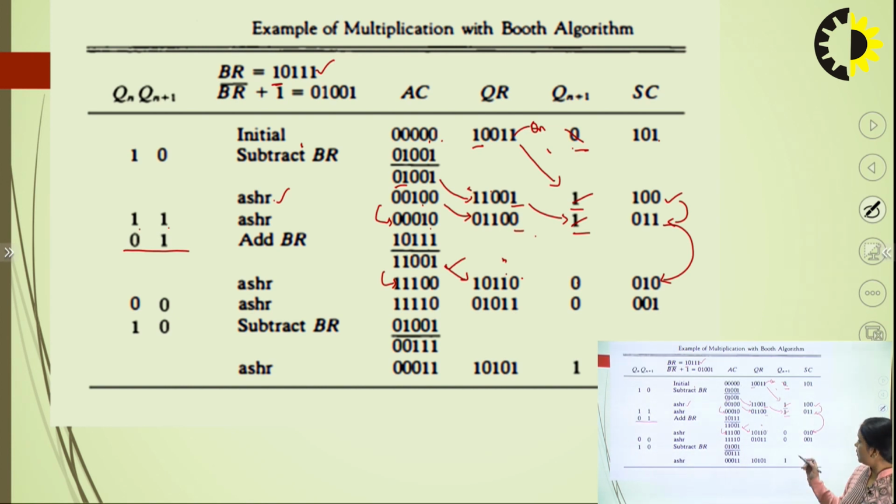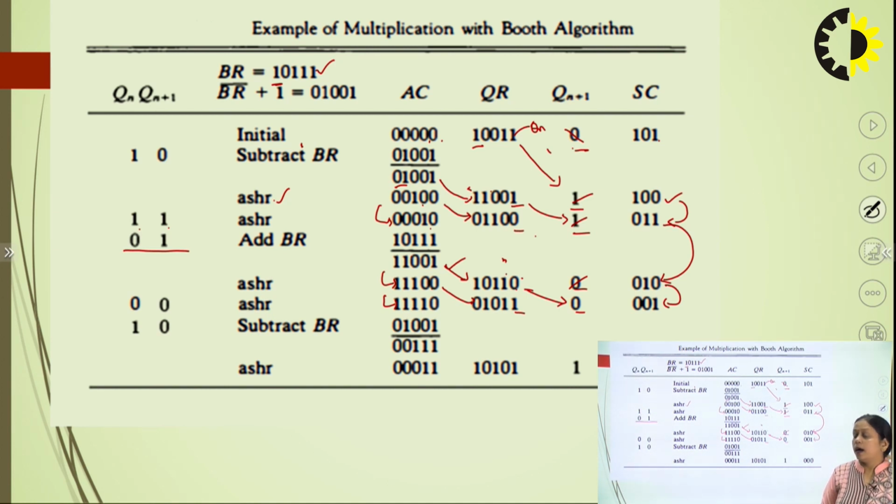Okay. Now, again we will check the value of Qn and Qn plus 1. Now, the value of Qn and Qn plus 1 is 0, 0. So, in the case of 0, 0, we will not add any value in the accumulator. We will directly arithmetic shift the AC and QR and Qn plus 1. So, you can see here this 0 will be lost, this 0 will come here, 1, 1, 0, 1 and this 0 will come here, 0, 1, 1, 1 and 1. 1 will be copied here again. Now, again we will reduce the sequence counter value. Now, the sequence counter value is 1 here.